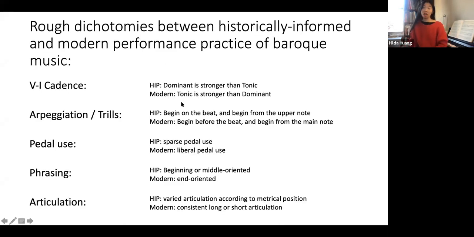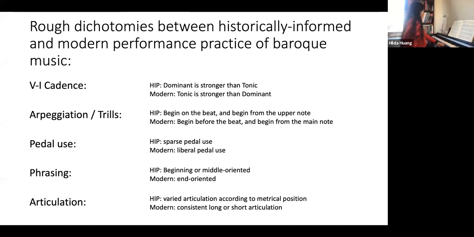There are a lot of dichotomies between this contemporary version and what we've now come to realize or call historically informed performance. And I've given you a couple of examples here. There's some really obvious ones. For example, the 5/1 cadence in most romantic piano and modern piano instruction, we're taught to arrive at the cadence, that the tonic is the strong chord. But in fact, that wasn't true then. They thought that the dominant was the strong chord and that the tonic was the resolution.